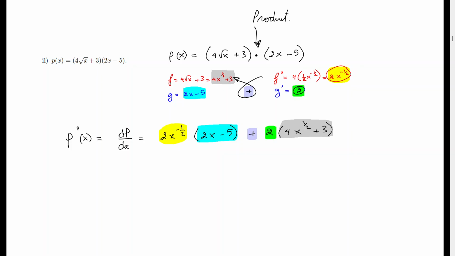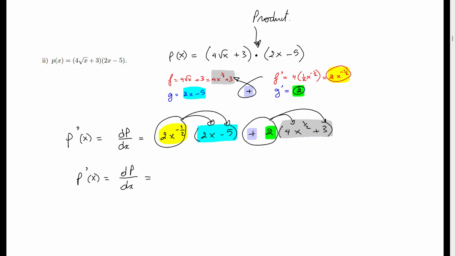So technically, this is the end of the calculus. What I have to do next is clean up this massive product and sum that I have. So let's FOIL everything out, or distribute, and add like terms if there are any. So 2x to the negative half gets multiplied with the 2x, then gets multiplied with the negative 5. The plus 2 gets multiplied with the 4x to the 1/2, then with the 3.